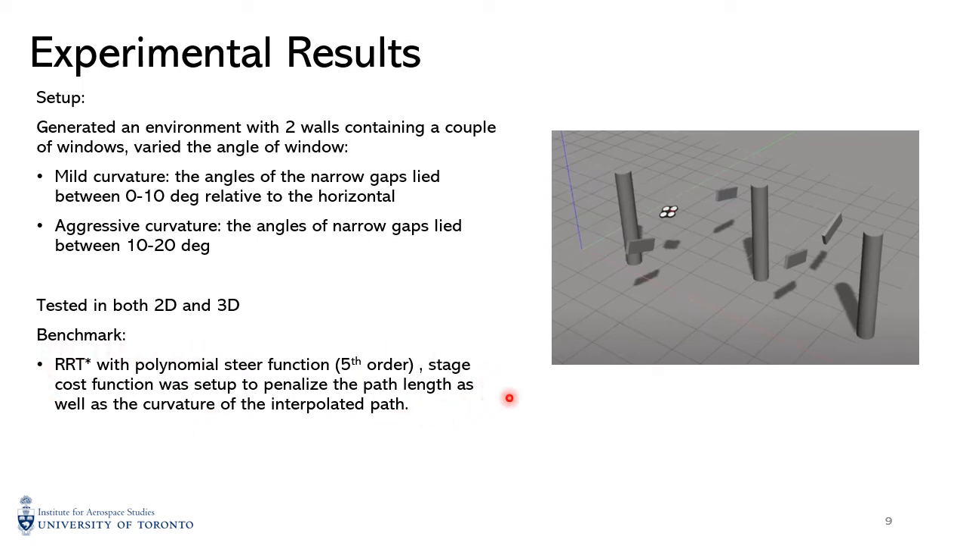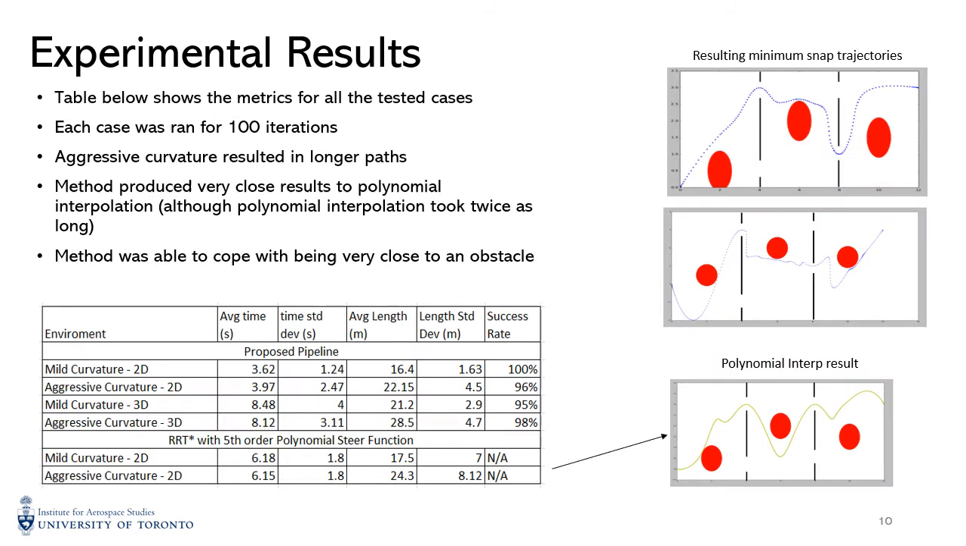Since this approach essentially produces near optimal trajectories, it was a good way to compare the results against. So, getting into the experimental results: for all of these cases, I ran the algorithm for 100 iterations and calculated the average and standard deviation of the times and lengths produced.